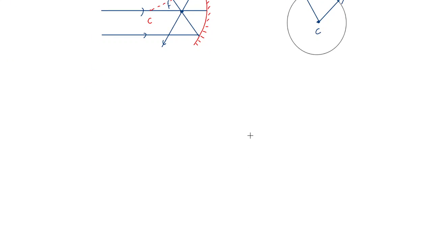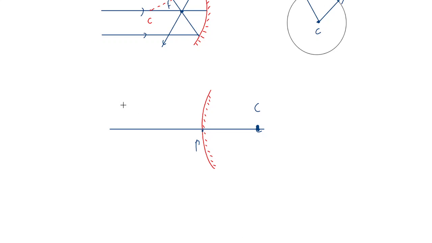Now we look at a convex mirror. For a convex mirror, something of this kind, the center of curvature is somewhere on this side. This will be the center, and a line passing through the center of curvature and the point P is called the principal axis. This is the center of curvature C. This is point P.